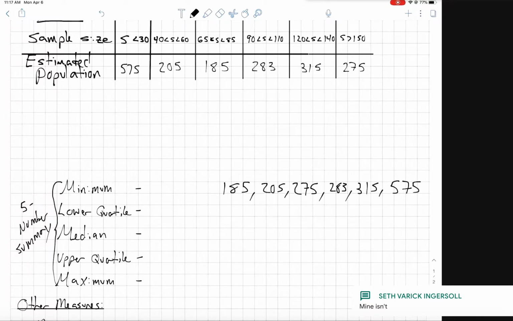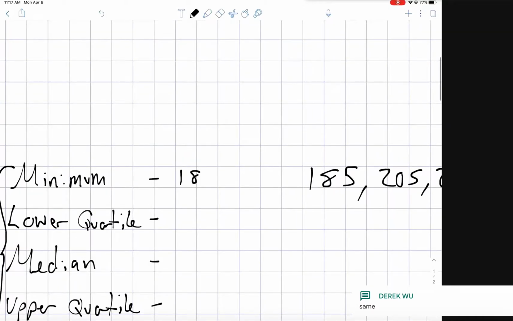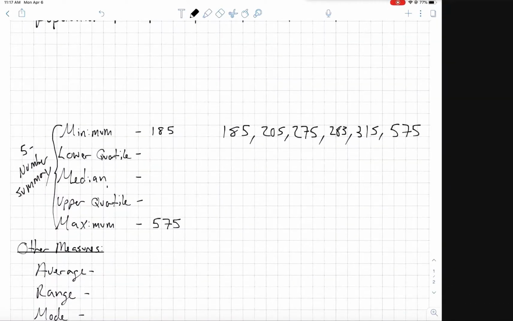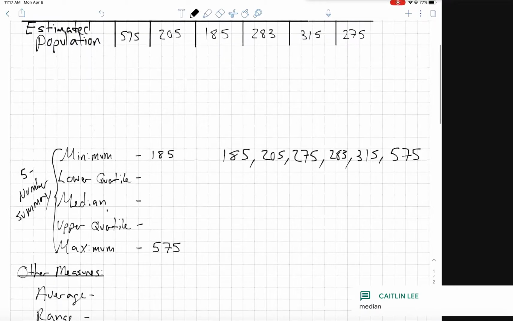The minimum and the maximum. So minimum and maximum. Okay, the minimum is 185. The maximum is 575. Great. How about next? What should we be doing next? Median. Caitlin, how do we find the median?